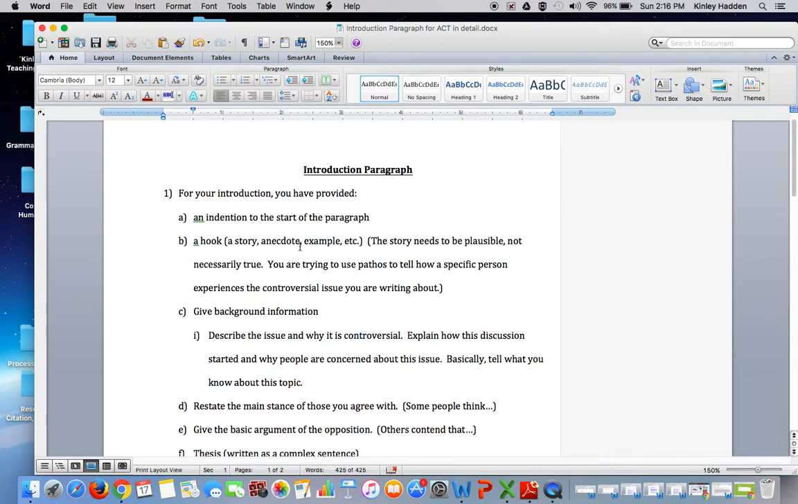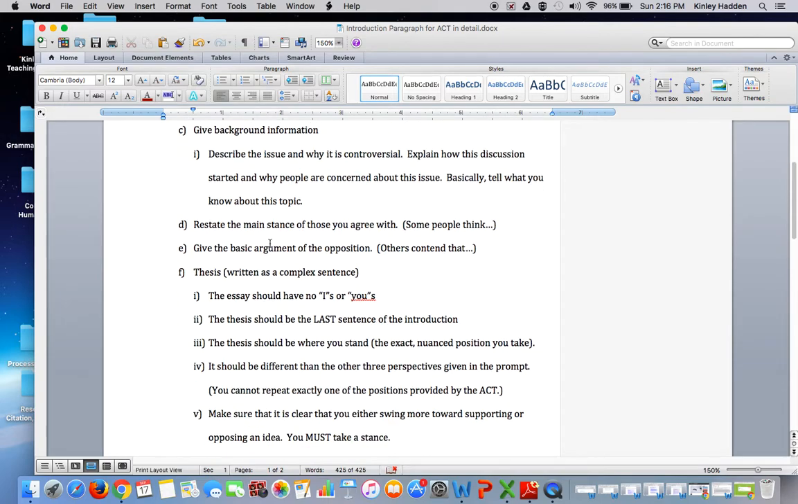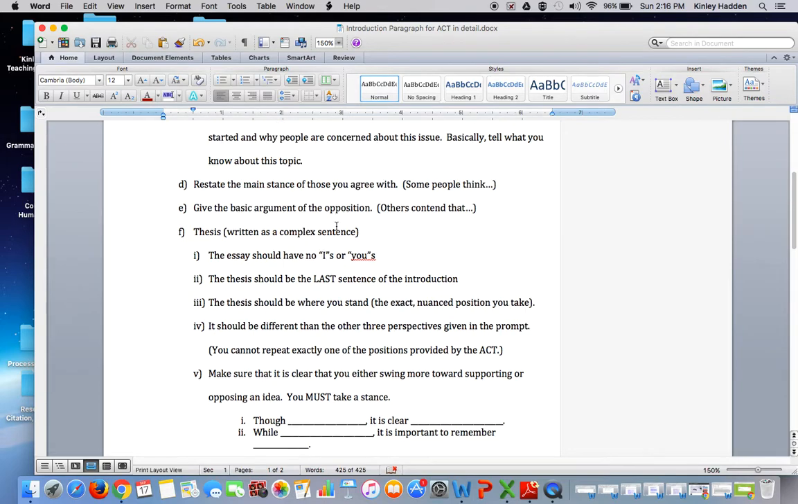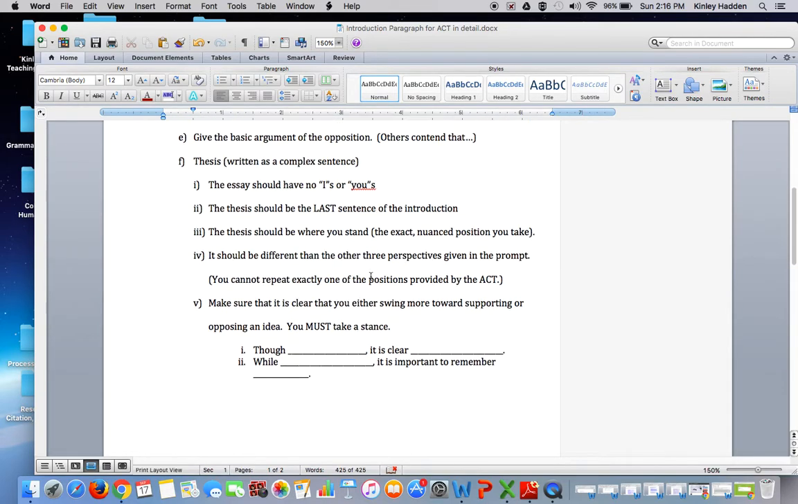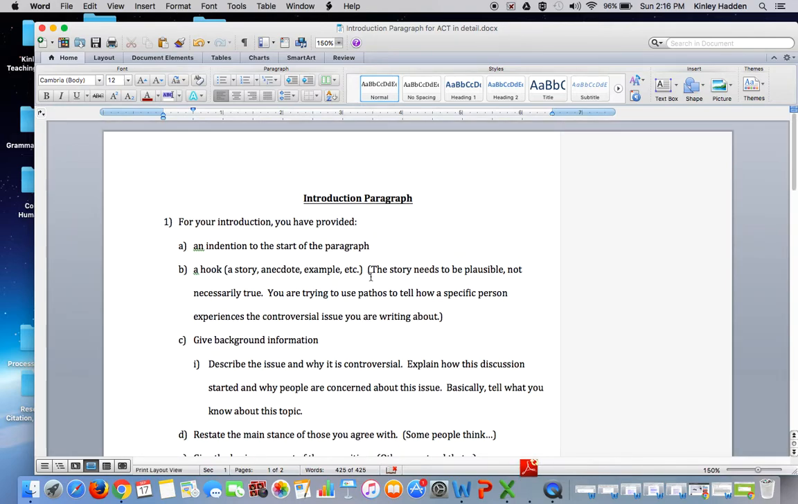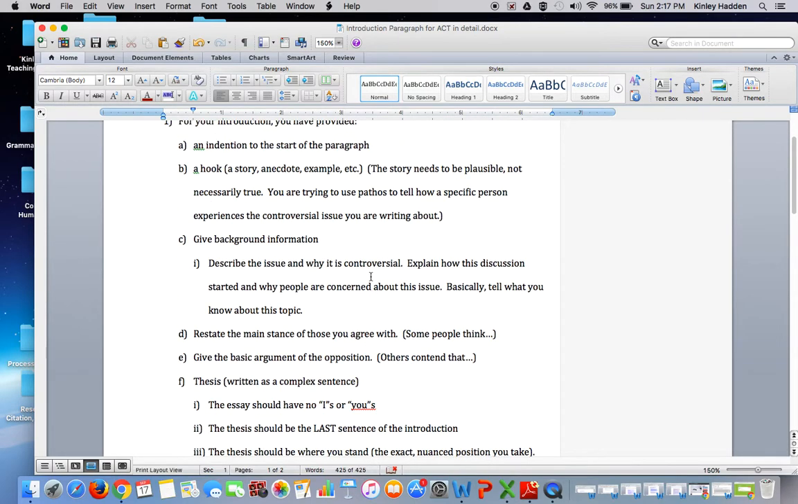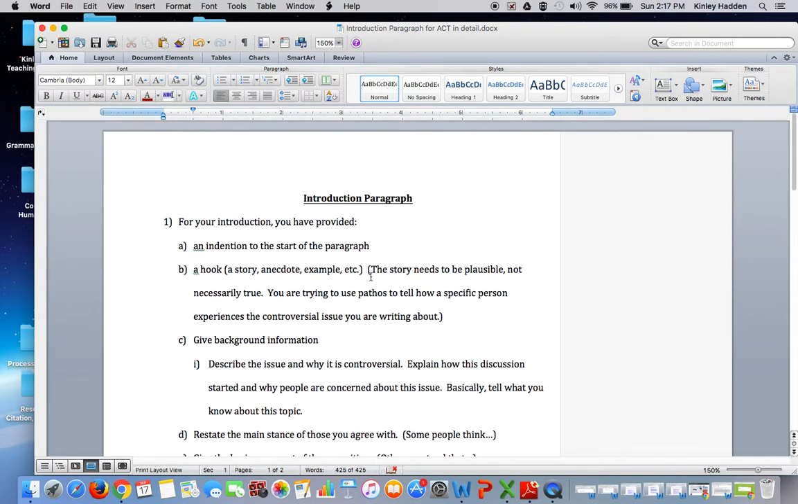You have to have a hook, you have to give background information, you have to restate the main stance of those who agree with you, and then give the basic argument of the opposition, and you have to have a complex sentence thesis statement to show what argument you're going to take on the Confederate Monuments question. So that's a lot of information, but I've tried to break it down so that if you do all of these things, you're going to have an A+, and you're going to do very well on the ACT as well.